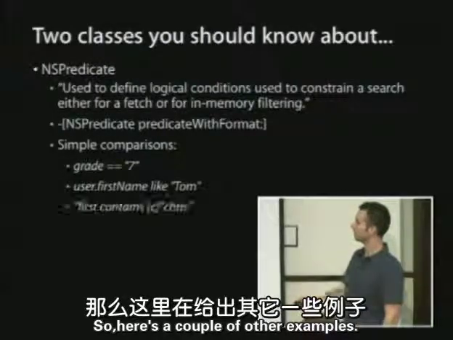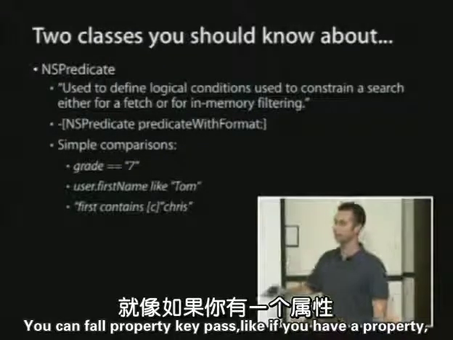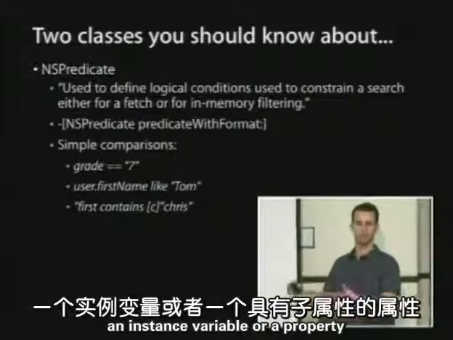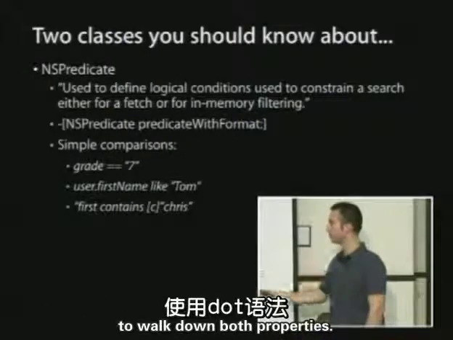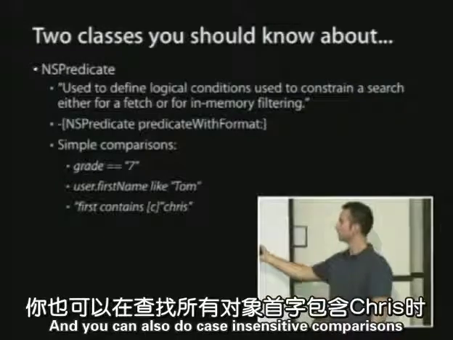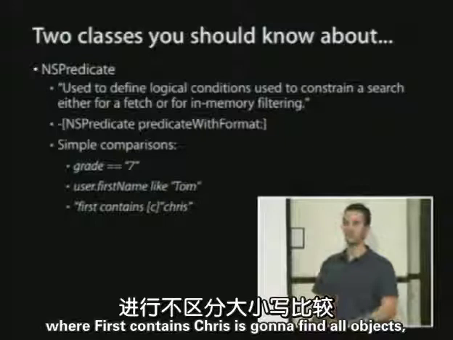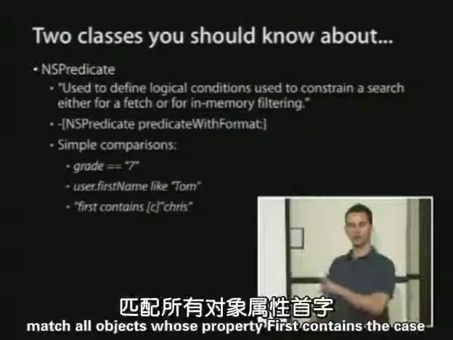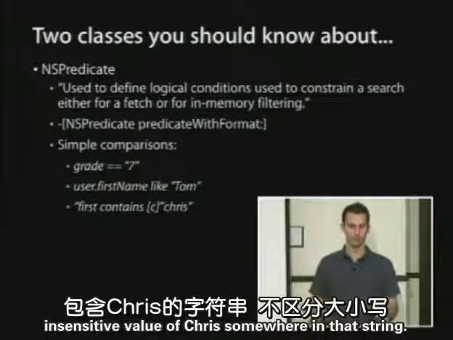So here's a couple other examples. You can follow property key paths. Like if you have a property, an instance variable or a property that has sub-properties, you could use the dot syntax to walk down both properties. And you can also do case-insensitive comparisons, where first contains Chris is going to find all objects, match all objects whose property first contains the case-insensitive value Chris somewhere in that string.